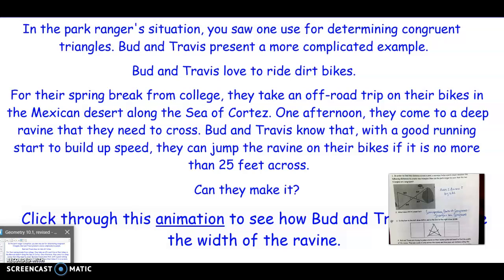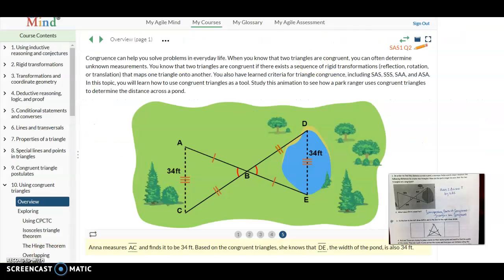So it says for their spring break from college, they take an off-road trip on their bikes in the Mexican desert along the Sea of Cortez. One afternoon, they come to a deep ravine that they need to cross, and Bud and Travis know that with a good running start to build up their speed, they can jump the ravine on their bikes if it is no more than 25 feet across. So if it's 25 feet or less, they know they can jump it. If not, they need to find a different route. So we want to know, can they make it in this situation?